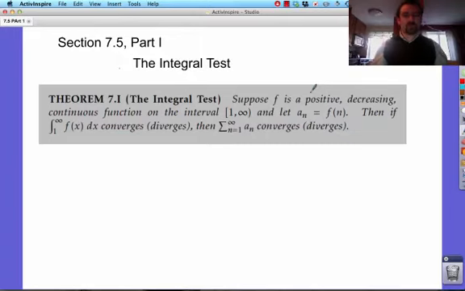Okay, so I'm going to split this video into two parts. Hopefully neither part should be terribly long. This is section 7.5. We're going to start out talking about the integral test, which is another test to decide if a sequence, or rather a series, is convergent or divergent.